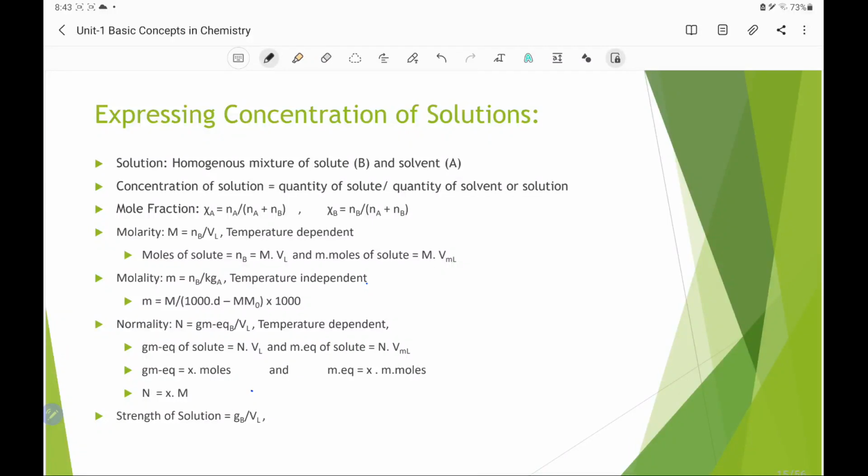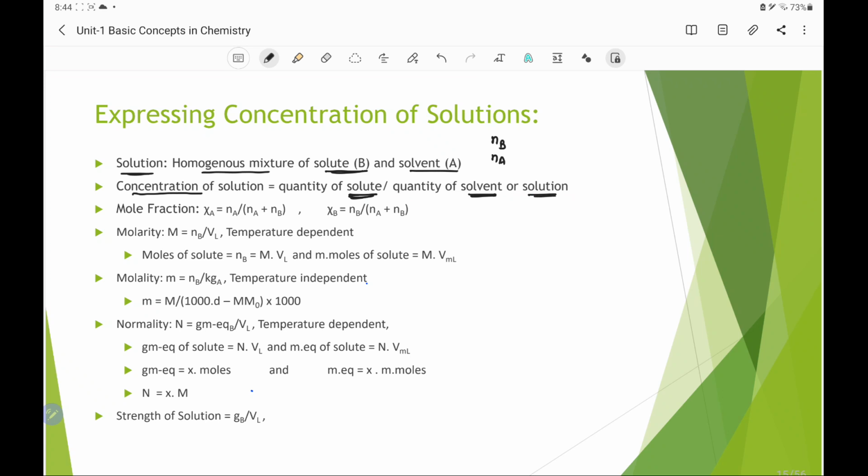Next topic is to express the concentration of a solution. We know that the solution is a homogeneous mixture of the solute, which is represented with subscript B, and the solvent, which is represented with the subscript A. For example, if we write NB, it means number of moles of the solute, and if we write NA, this represents the number of the moles of the solvent in the solution.